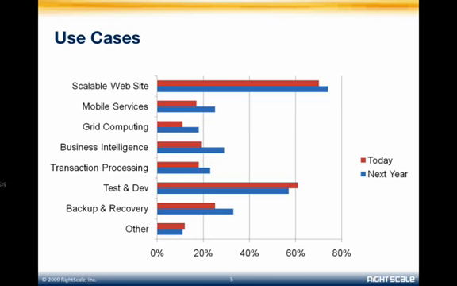Not surprisingly, there are a lot of scalable public-facing websites being deployed. There's a lot of test and development being powered. And then across a variety of other uses ranging from business intelligence, transaction processing, to big batch and grid computing tasks, mobile services, and then even disaster recovery.